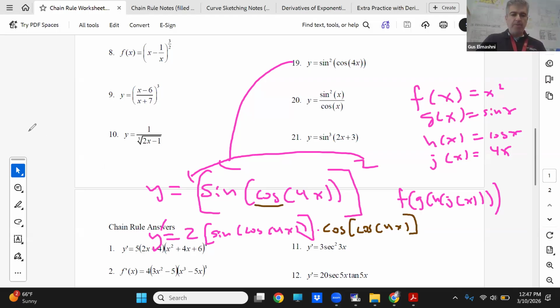Now we're going to focus on the cosine. What's the derivative of that? So times negative sine, and keep that inside intact.